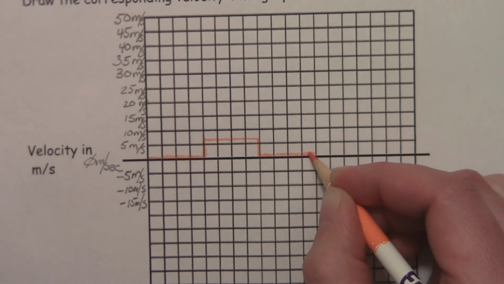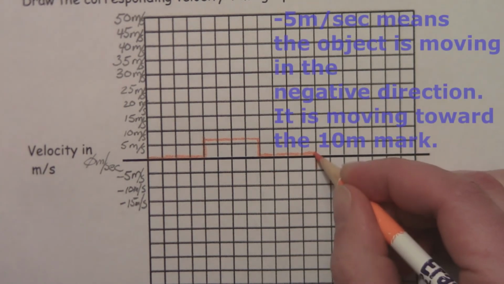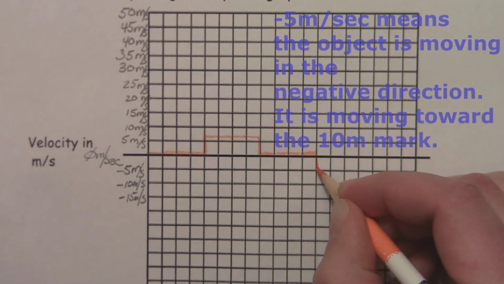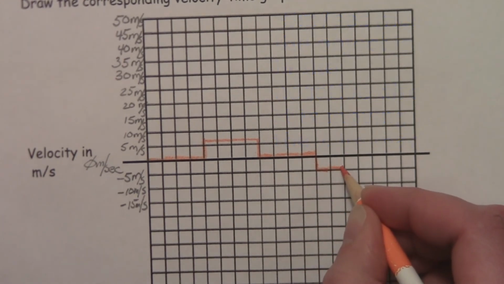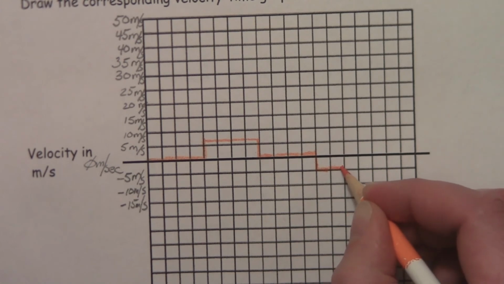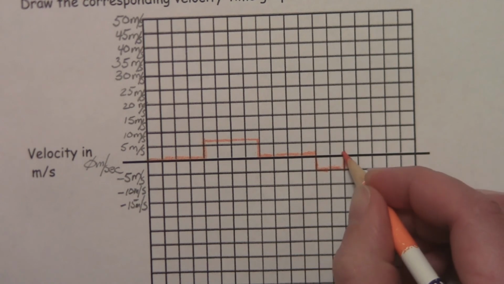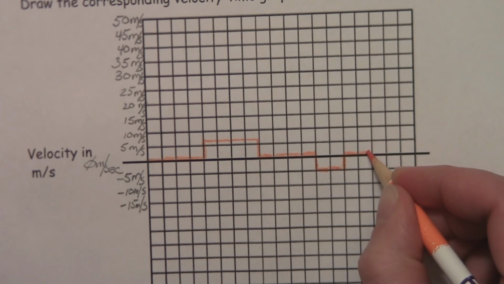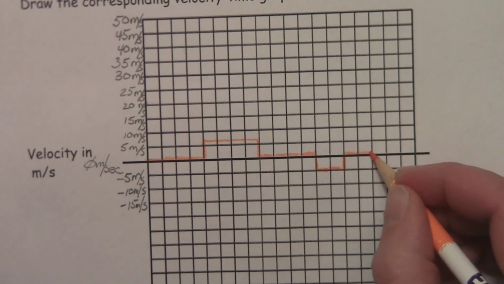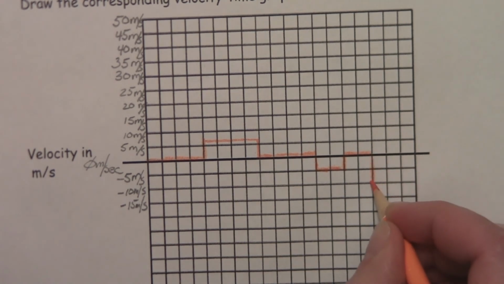Continuing on now, I am at -5 meters per second. So my line drops down to -5 meters per second. This had a duration of 2 seconds. 1, 2. Continuing on, I'm back to 0 meters per second. This lasted 2 seconds. And now I drop to -10 meters per second. And this is a duration of 2 seconds.